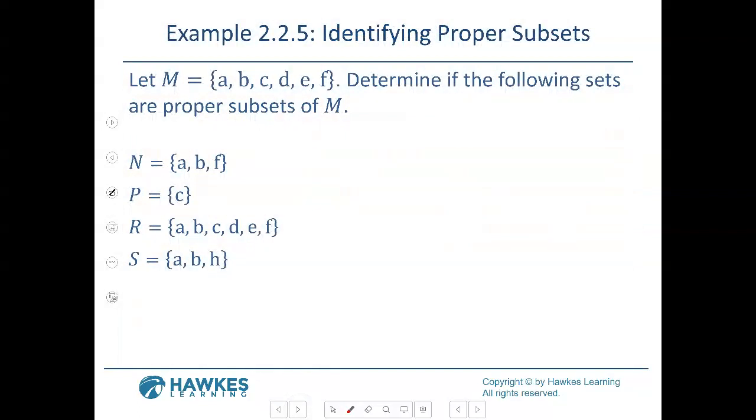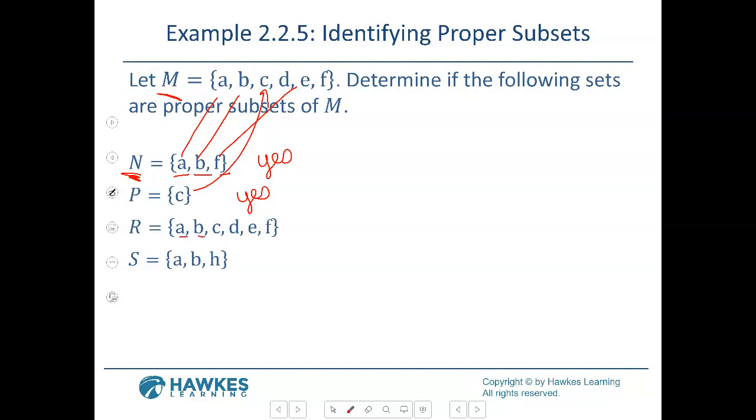All right, so what do I mean? Let M equal A, B, C, D, E, F. Determine if the following sets are proper subsets of M. Basically, A, B, and F, you see, they're all inside of this one. So yes, this will be a proper subset. C, this is inside of here. So yes, and these are proper because in N we only have 3 elements, but in M you have 6 elements. So therefore the quantity is different. So yes, they are proper subsets.